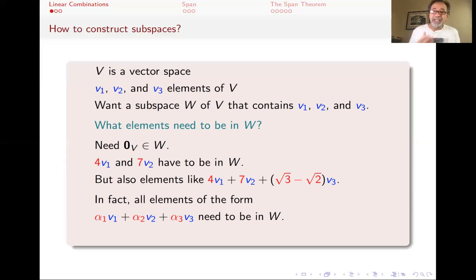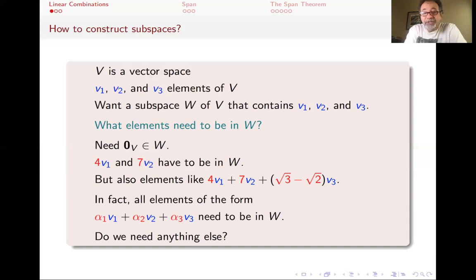And in fact, if you say that, then you might ask, well, do I need anything else? And the short answer is no. If you just take all of these guys, then you've made yourself a subspace, and we'll make that clear in a few slides. I just want to say that if you collect from the vector space every element that is of the form alpha 1 v1 plus alpha 2 v2 plus alpha 3 v3, you don't even have to say that you need to add in the zero vector, because the zero vector is also of this form. It's 0 v1 plus 0 v2 plus 0 v3.